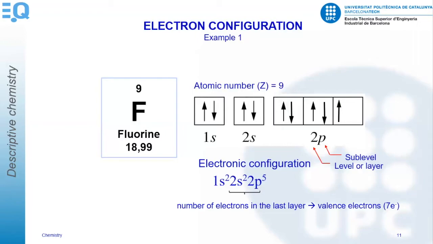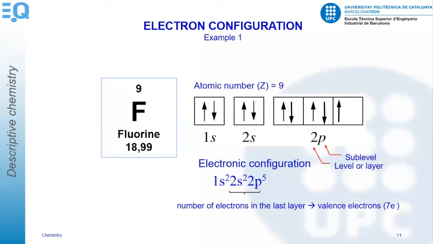That means that the electronic configuration in this case for the fluorine is 1s², that indicates that we have 2 electrons in that sublevel, 2s², and 2p⁵. The number of electrons in the last layer, in this case 2s² and 2p⁵, would be the valence electrons. In this case, it's 7 electrons.